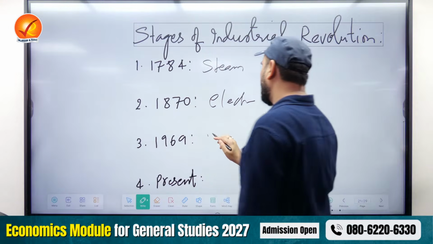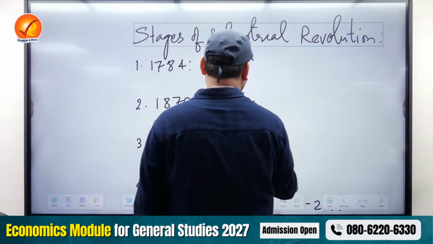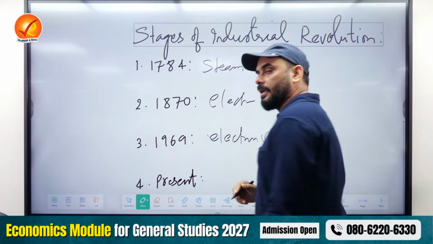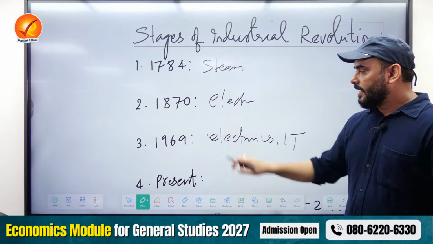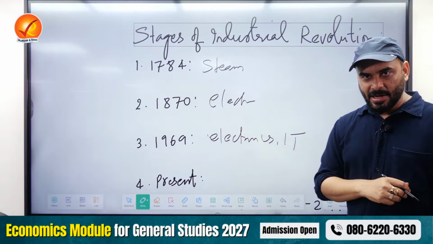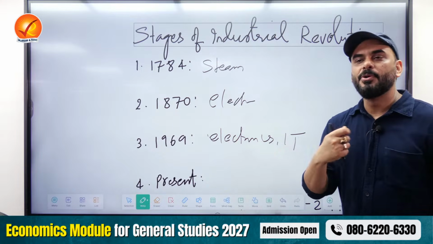1969 is the era of electronics. Electronics and IT, information technology. And what happened after 1969 when electronics and IT came? After that, there was the introduction of computers in the world.